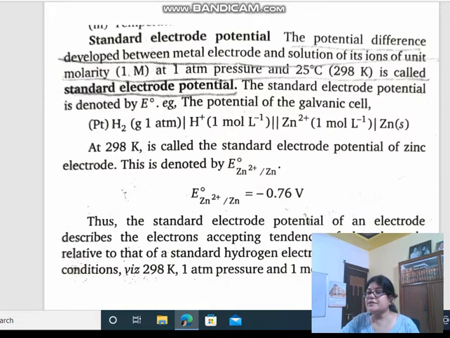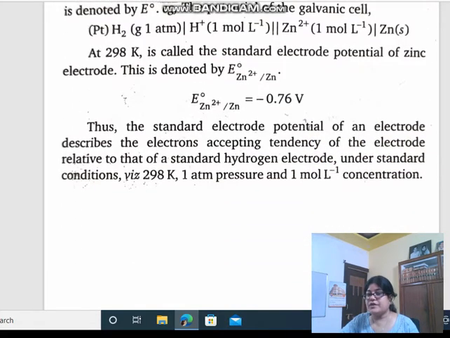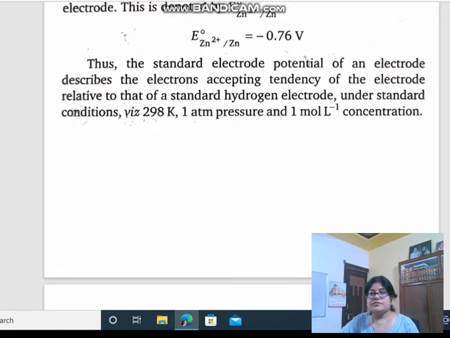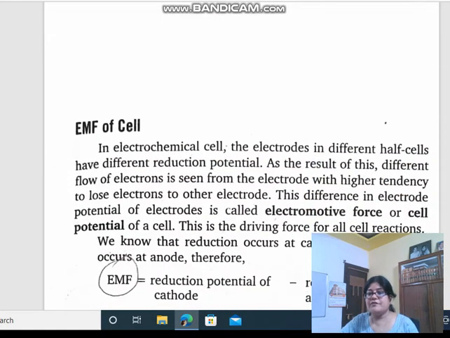And how will we represent the standard electrode potential? Here we write hydrogen with the platinum catalyst, then the hydrogen ion, then zinc in the form of its ion, then zinc metal. So this is the representation of the standard electrode potential, and its value is 0.76. Okay, after that we have the EMF of the cell.